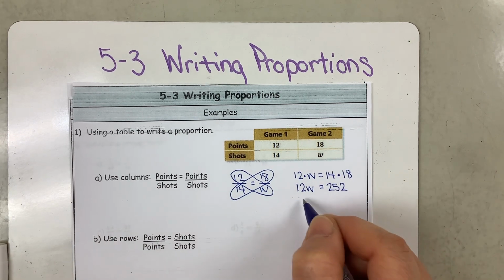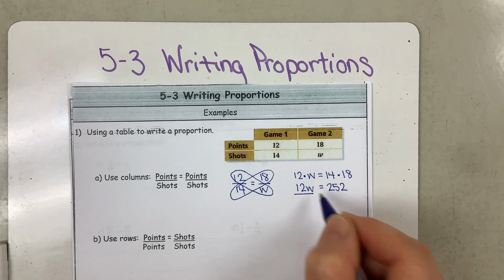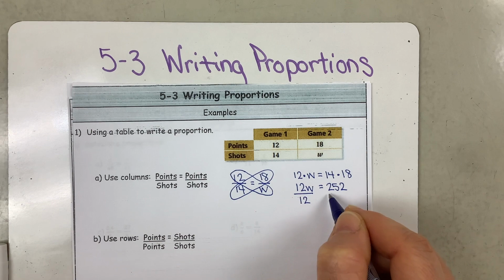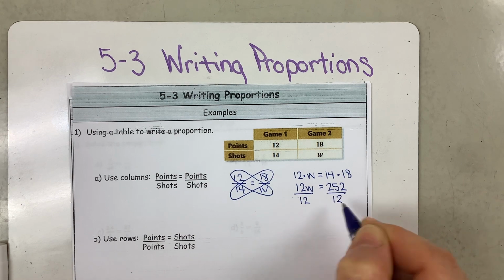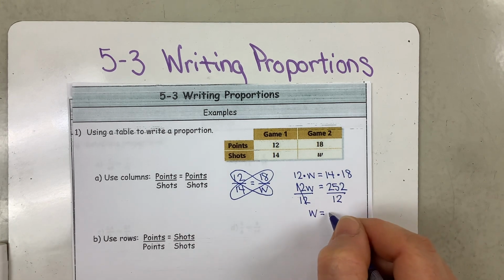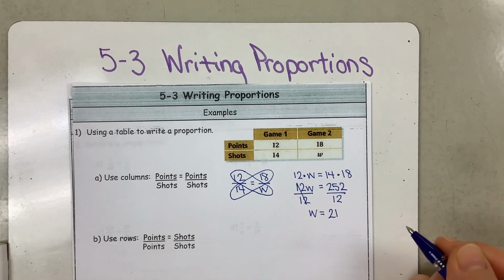Now, I want W alone, so I need to do the inverse. So instead of multiplication, I'm going to divide both sides by that 12. That way, the 12s cancel out. I'm left with W equals, and when you punch that in the calculator or work it out, you'll get W equals 21.